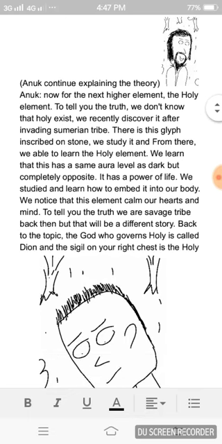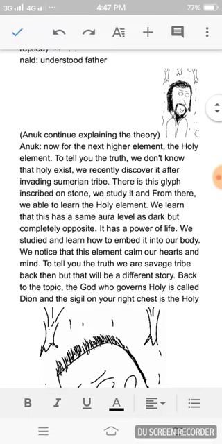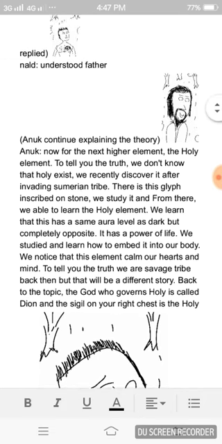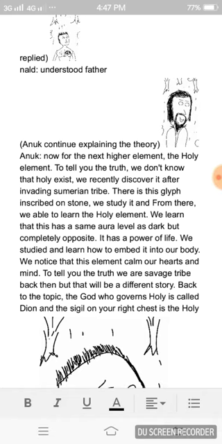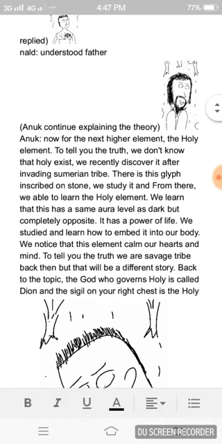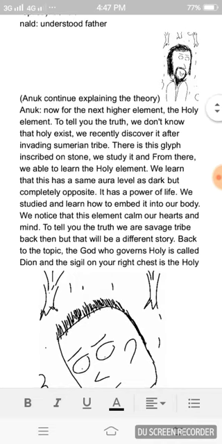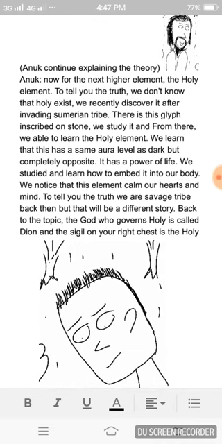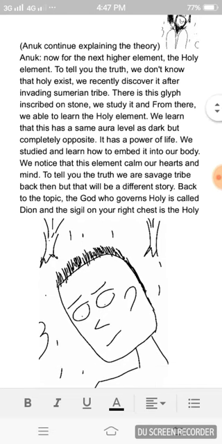Now for the next higher element, the holy element. To tell you the truth, we didn't know that holy existed. We recently discovered it after invading the Sumerian tribe. There is this glyph inscribed on stone. We studied it, and from there we were able to learn the holy element. We learned that this has the same aura level as dark, but completely opposite. It has the power of life. We studied and learned how to embed this into our body.